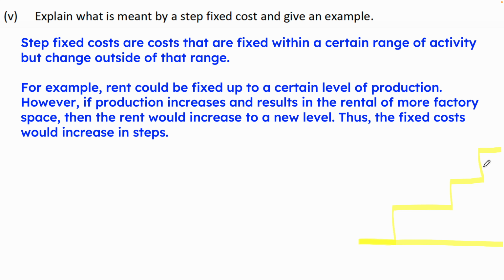So an example could be, for example, rent could be fixed up to a certain level of production. However, if production increases and results in the rental of more factory space, then the rent would increase to a new level. Thus, the fixed cost would increase in steps. Okay, so that's the theory part there. So rent, you need more space, the fixed cost will go up. Okay, and then it'll remain the same until you might need more space then again.